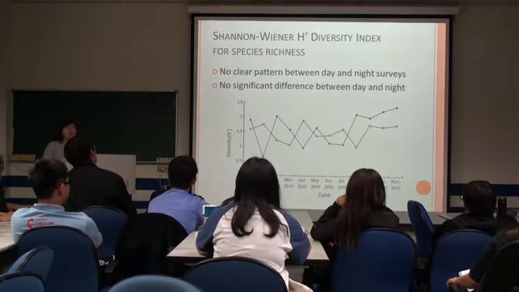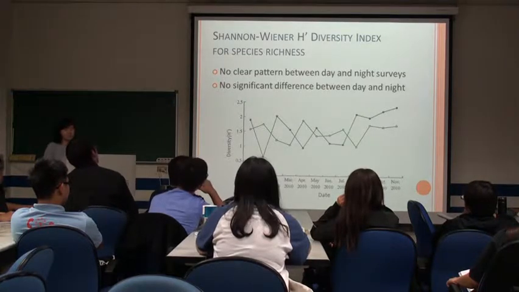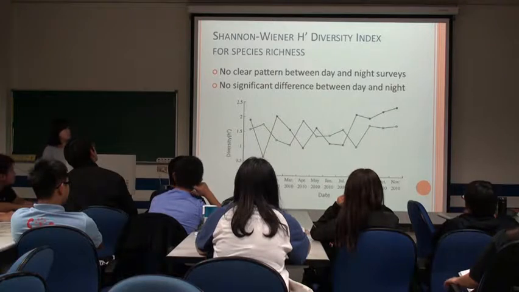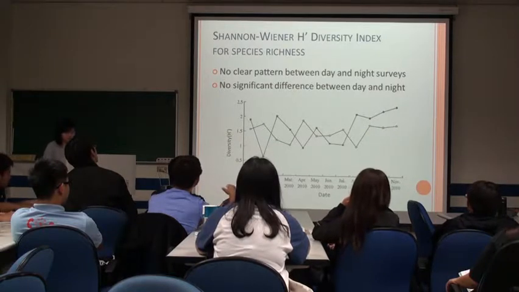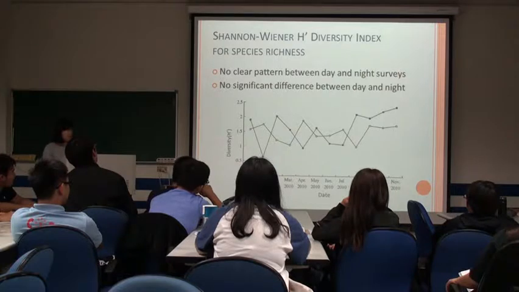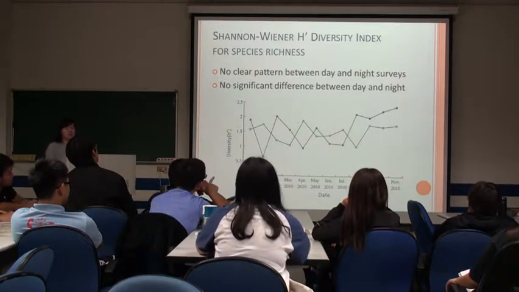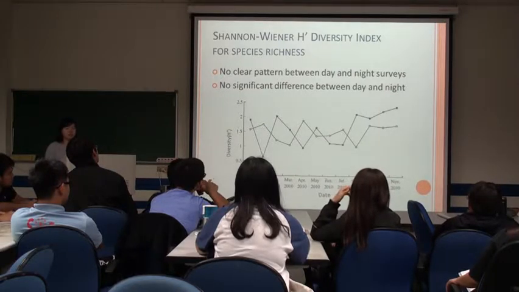About the biodiversity index and species similarity, first we used the Shannon-Wiener diversity index for species richness. We can see this line chart, where the x-axis is date and the y-axis is diversity. In the line chart, there is no clear pattern between the day and night surveys, and no significant difference between day and night.